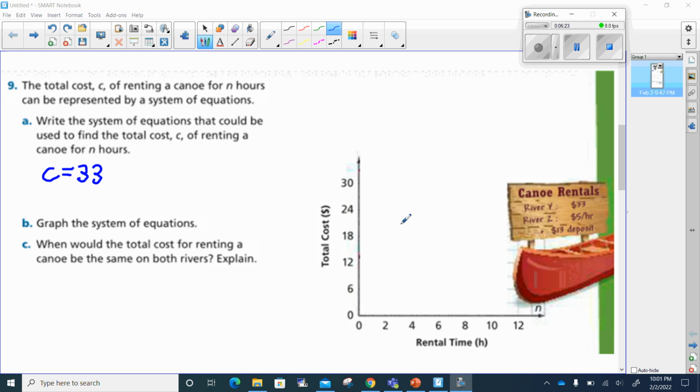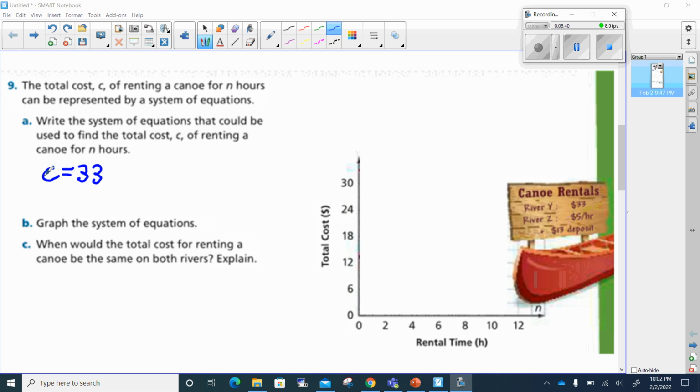We wouldn't have an N here because it doesn't matter the amount of hours. Once you go on River Y, you're paying that $33 for 1 hour or for 12 hours. Now let's go to River Z. River Z says $5 an hour.